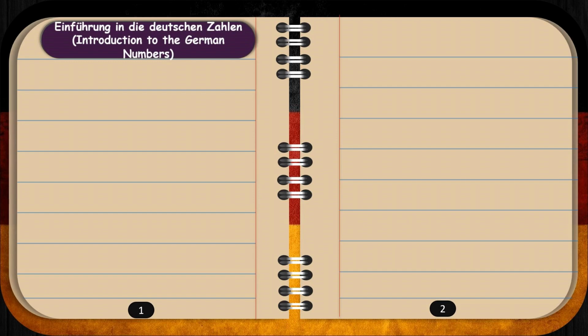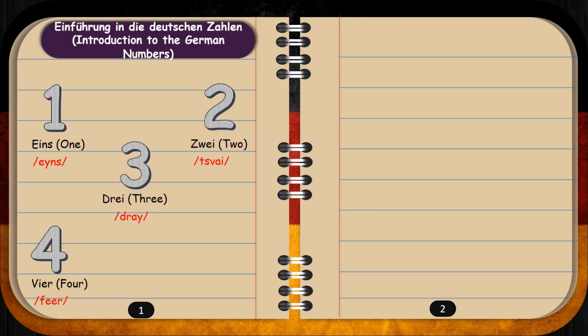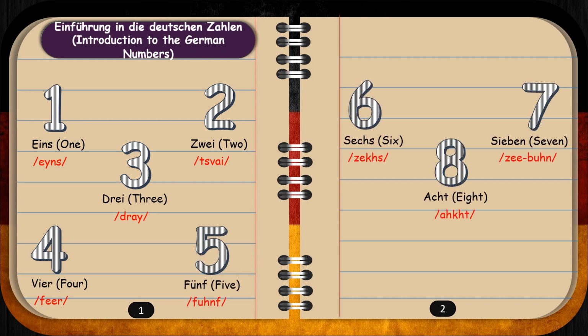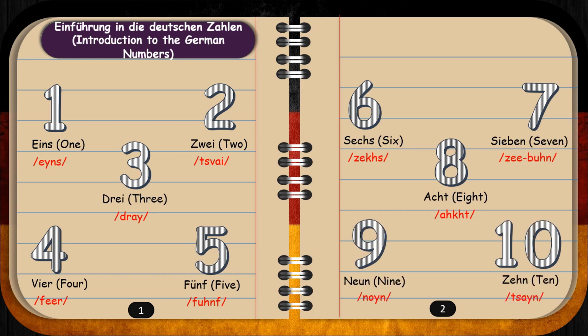In German, numbers from 1 to 10 are essential to know, and some of them sound like the English numbers. Repeat after me as we go through them together. 1, 2, 3, 4, 5, 6, 7, 8, 9, 10.